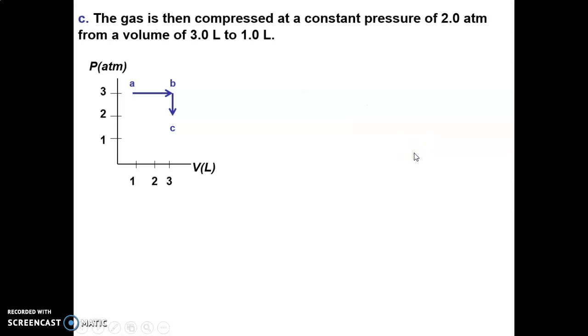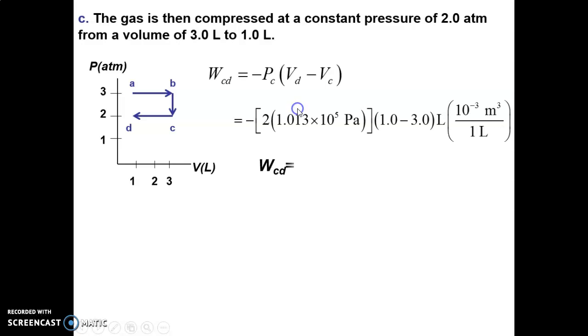The gas is then compressed at a constant pressure of 2 atmospheres. So we are going to compress it. We're going to go from 3 to 1. So we're going to have a volume change from 3 to 1. Looks like we're going to make a little box. We're going to have a negative volume change. When we take negative and multiply by negative, we should get a positive work. We are compressing that gas.